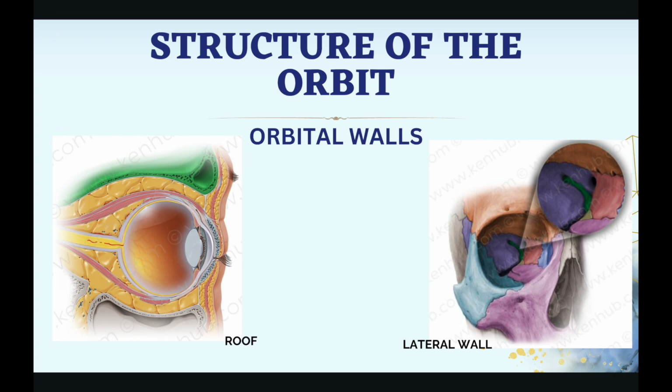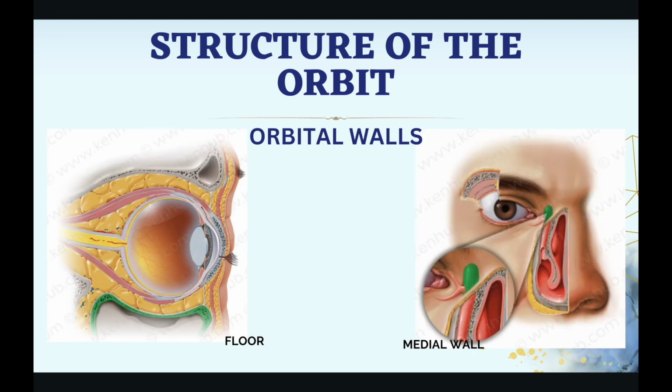Lateral wall is formed by the zygomatic bone anteriorly and the greater wing of the sphenoid bone posteriorly. It is the thickest and the strongest wall of the orbit, which posteriorly separates the orbit from the middle cranial and temporal fossa. The most prominent landmark of the lateral wall is the superior orbital fissure, found between the greater and lesser wing of the sphenoid bone. The greater wing of the sphenoid bone also provides the lateral border of the inferior orbital fissure.